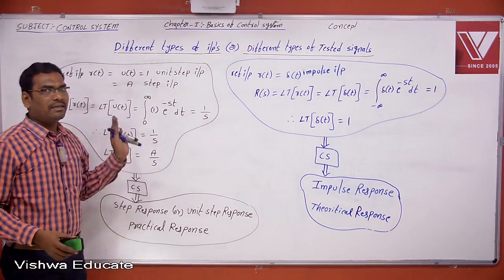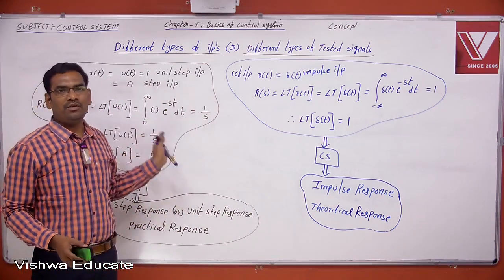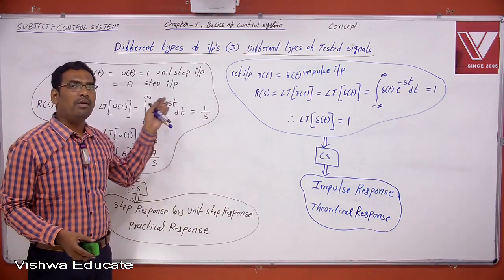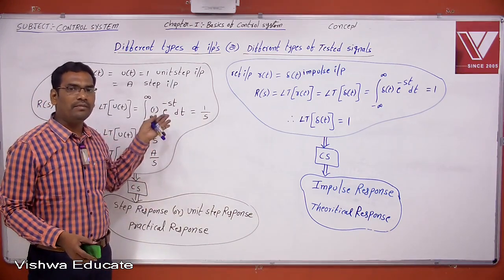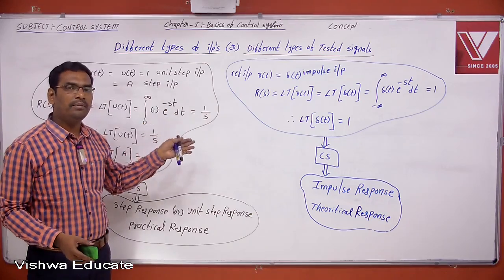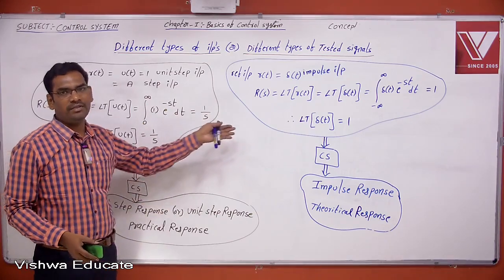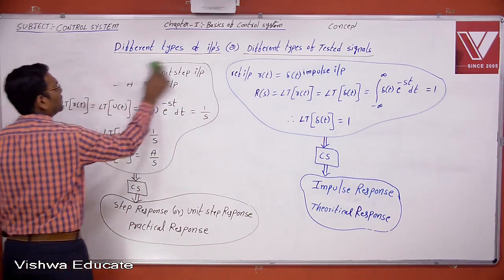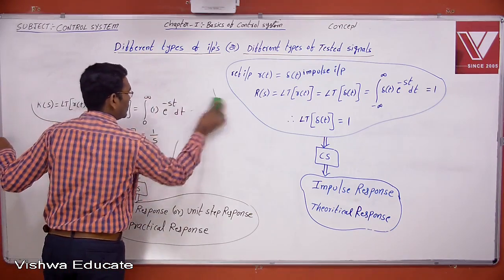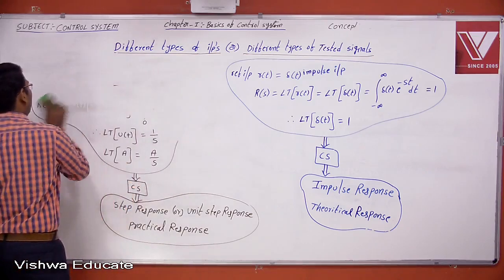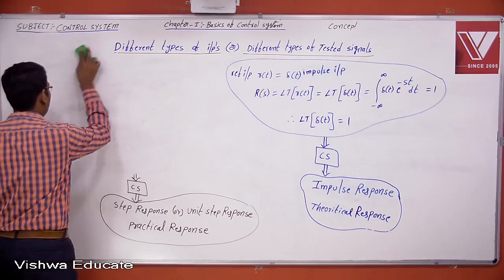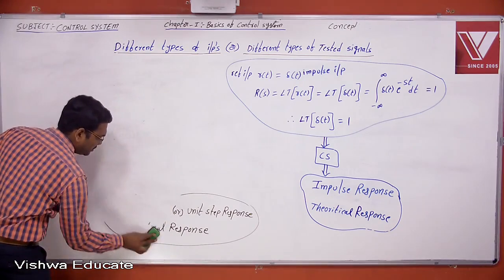Okay, now is it clear? These are the different types of inputs, what are the practical inputs, what are the theoretical inputs, which are preferable, which are not preferable, which is for practical purpose and which is for theoretical purpose. So these are the different types of inputs and different types of test signals, the practical and theoretical inputs which we have covered.